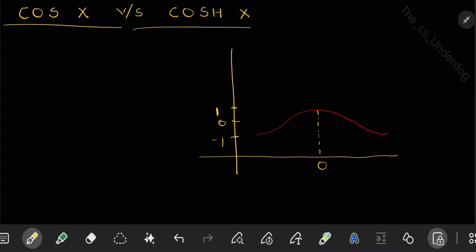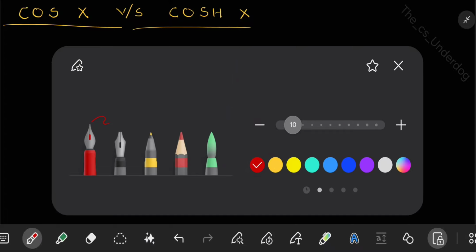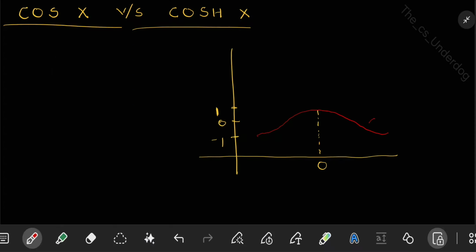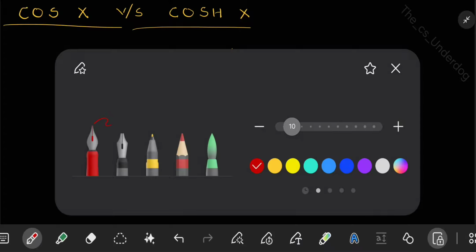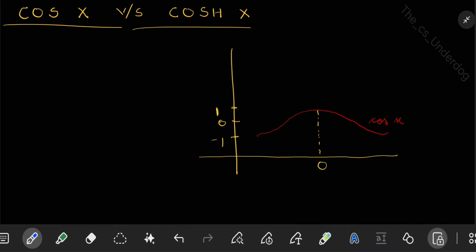Next thing, this is cos x, so I'll mark it as cos x. This is the graph of cos x, the red one. Now I'll draw cosh(x) and then we'll compare. If I draw cosh, it will look something like this. It will go up from here and again up to the other side as well. This is how cosh will look. This is cosh.